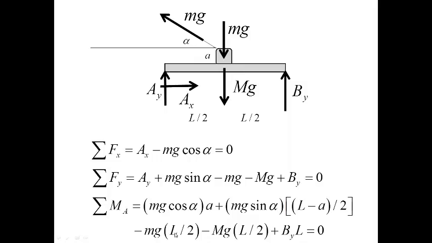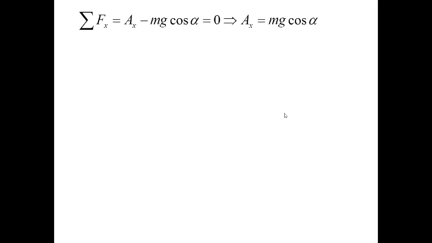Next, I compute the moments due to the weights of the box and of the beam, and finally I compute the moment due to the reaction force By. Now I have three equations and three unknowns. To solve them, I will start with sum of the forces on X, which simply gives me the reaction AX equal to mg cos alpha.